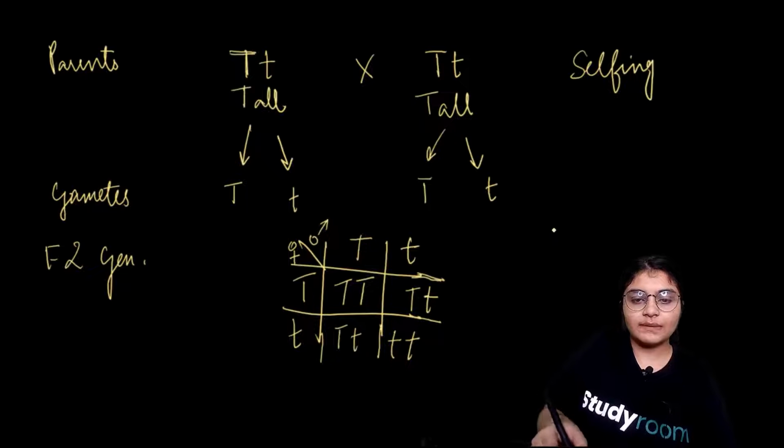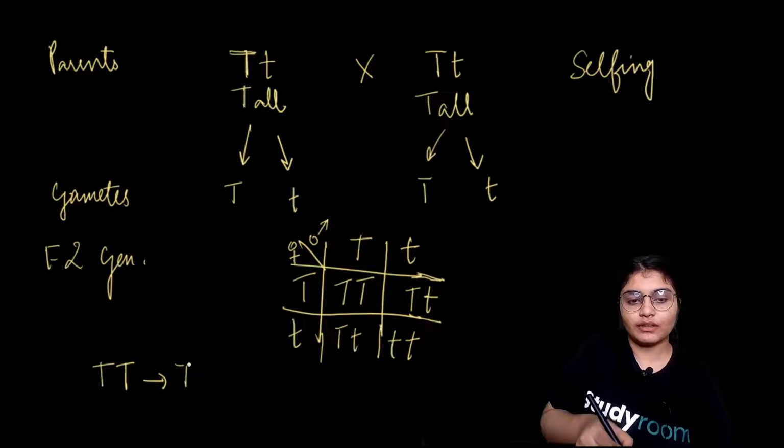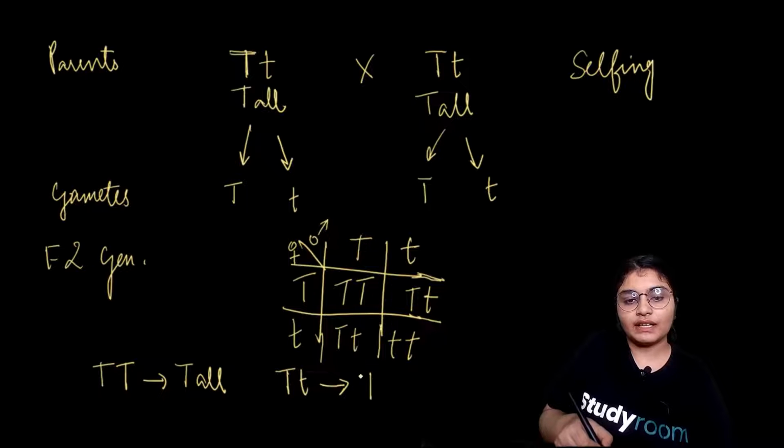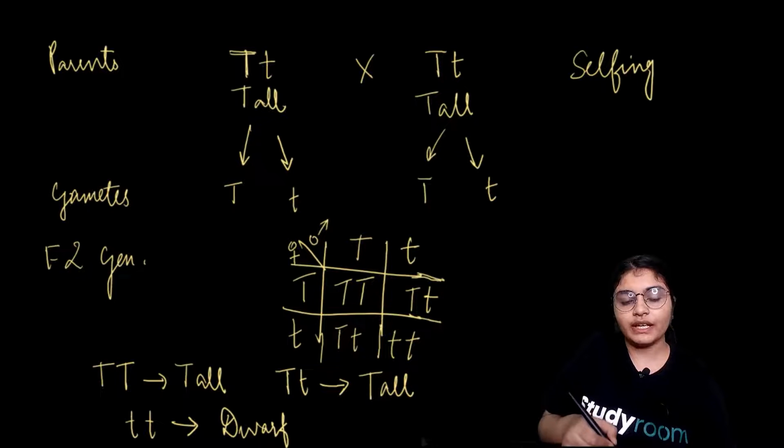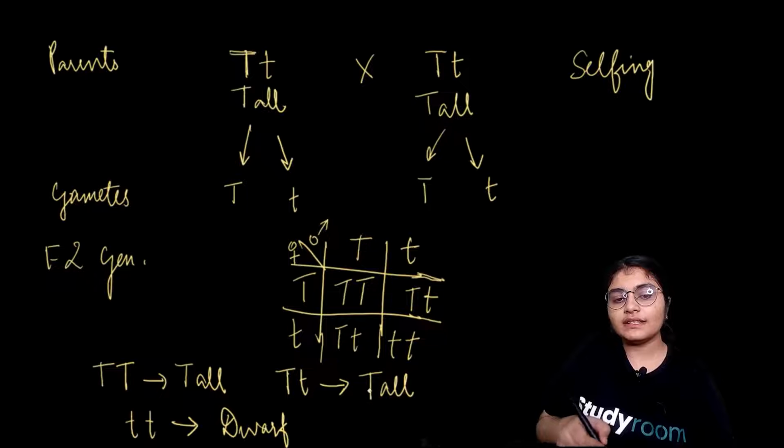The genotypes that were obtained were capital T capital T, that was observed to be tall. The next genotype that we saw was capital T small t, that was also observed to be tall. And the third genotype that we had was small t small t, and it was surprisingly observed to be dwarf. So this is the result of the second generation cross that Mendel found out. This was the whole experiment that Mendel did.